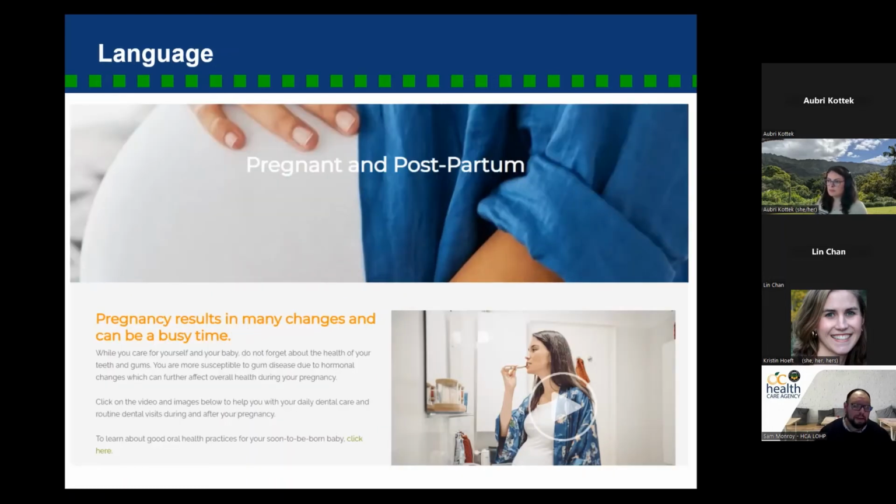So here's the same page. We were able to take off women and change the sentences around to focus on pregnancy and during pregnancy, in order to avoid language that specifically only spoke to those who identified as women.